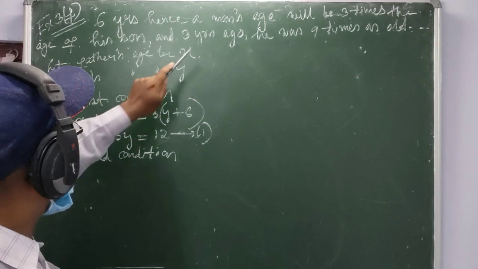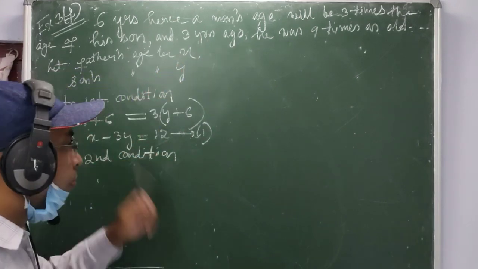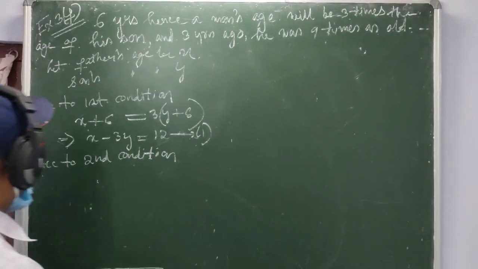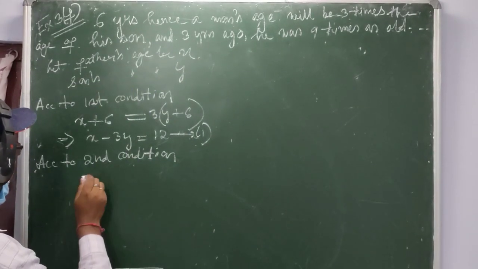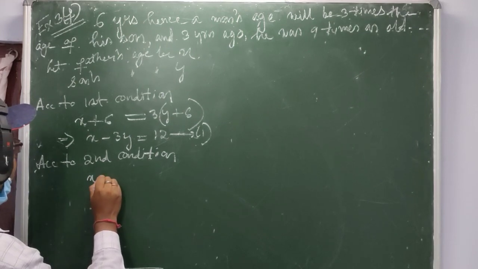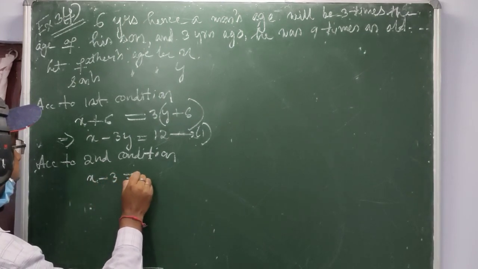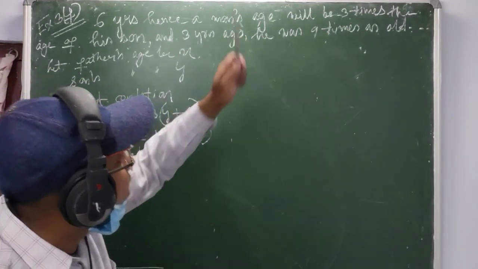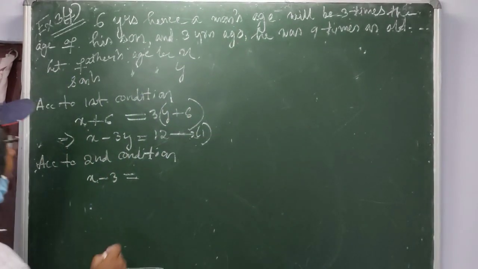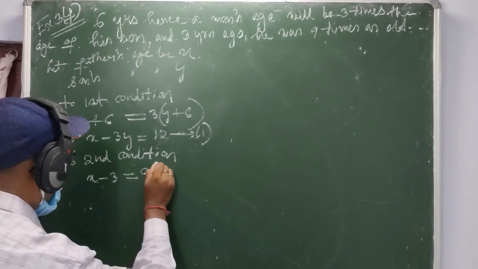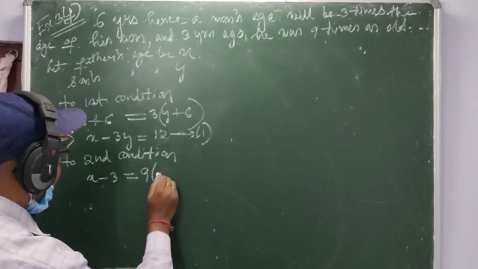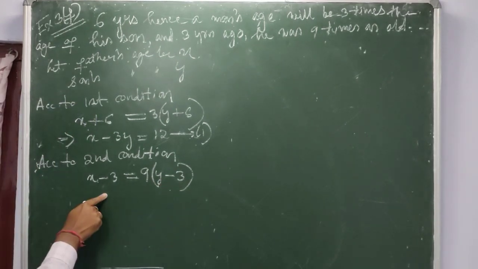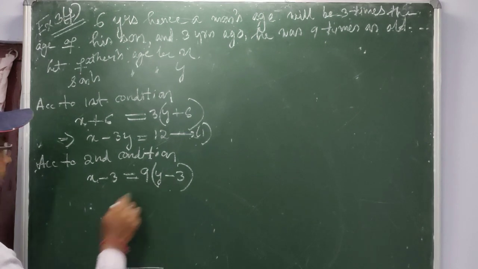And 3 years ago means before, past tense. 3 years ago, he means father was. So what was father 3 years ago? Father now is x. 3 years ago, minus 3, was, is means equal, 9 times as old as his son. 9 times, bracket, as old as his son means y minus 3. 3 years ago, father x minus 3, son also y minus 3.